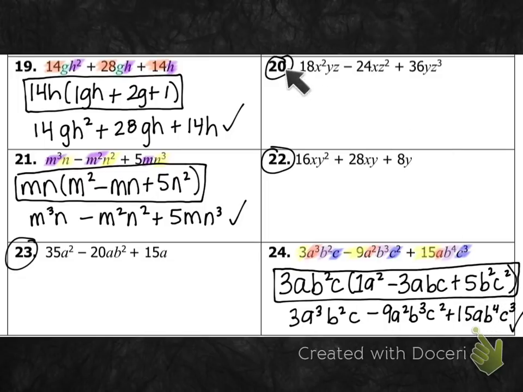So do all the ones that I circled on all of the pages, and then raise your hand when you're done.